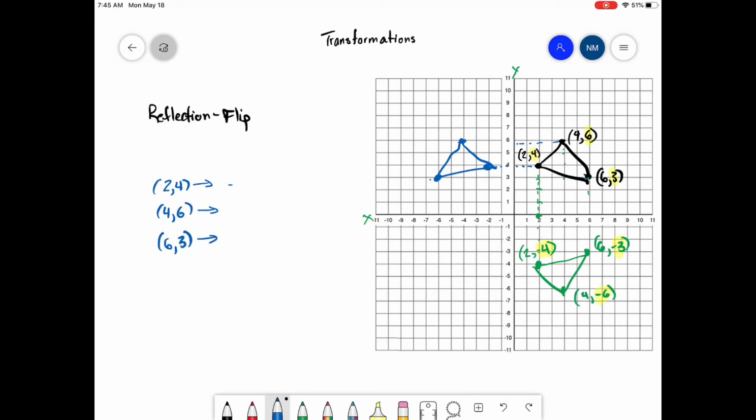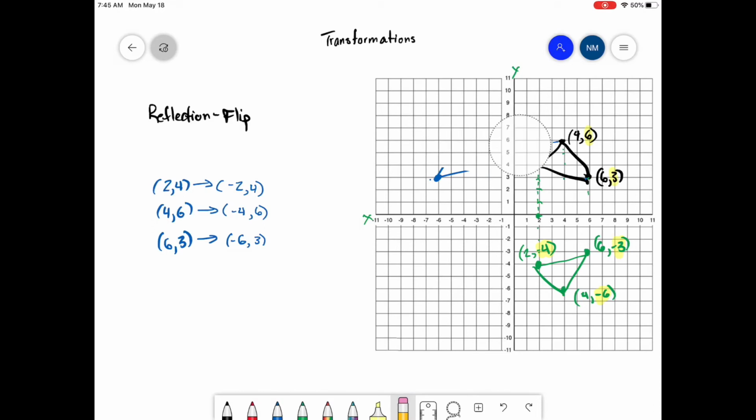So if it was 2, it's now negative 2. If it was 4, it's now negative 4. If it is 6, it is now negative 6. And your y value is staying the same. So if you like to do it by graphing it, you can. If you like to do it just by knowing that rule, you can. Either way works.